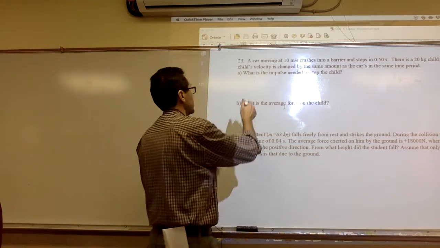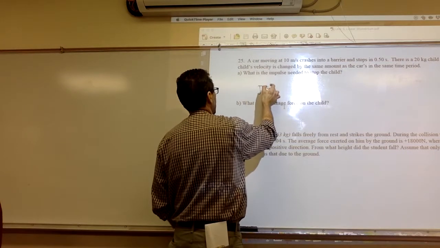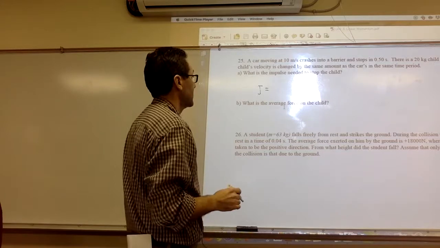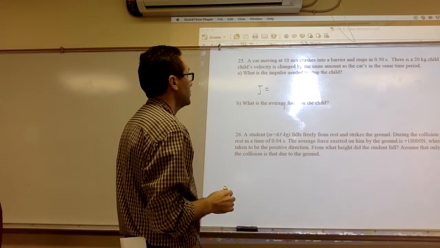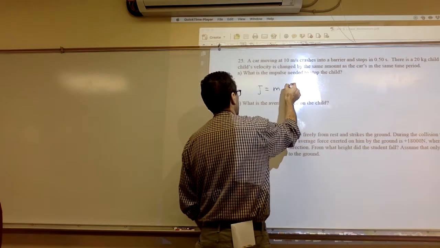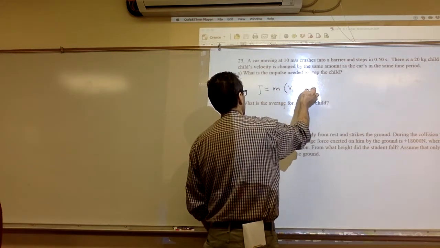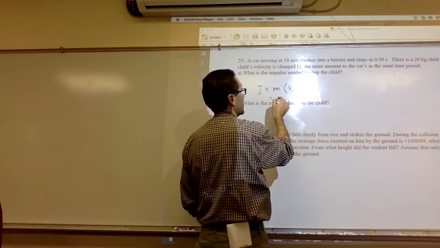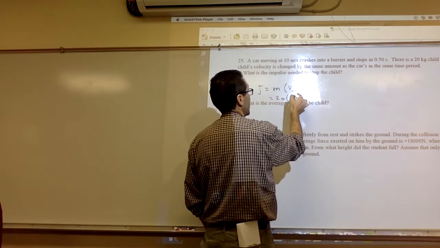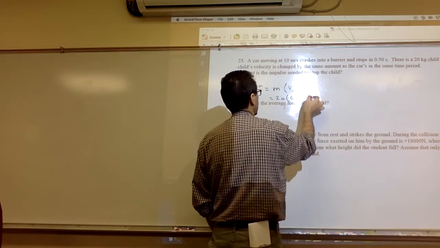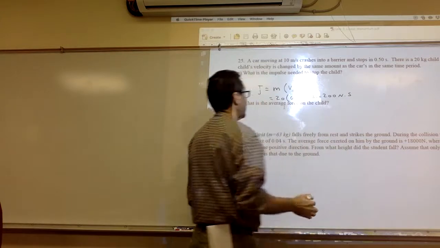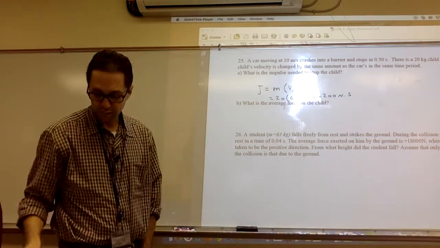Okay, so J equals, well, I can't do the forces, especially since it's asking me to find force here. So I have to do J is m delta v, or vf minus the initial. So that's just going to be the 20 kilogram child comes to a stop, minus the initial velocity of 10. So it's negative 200 newton-seconds. It's negative because it's trying to slow him down.